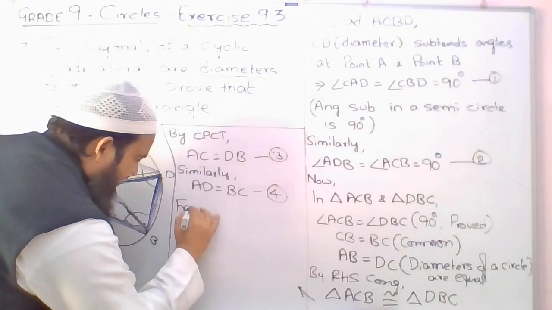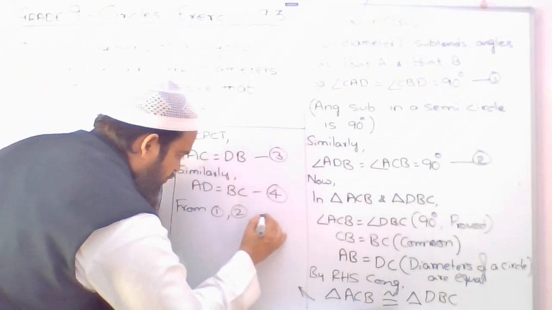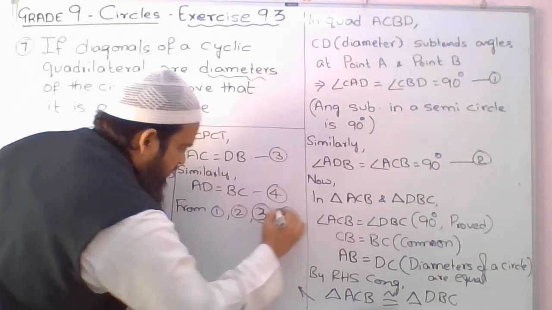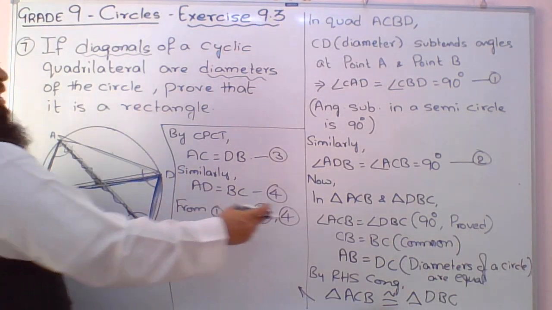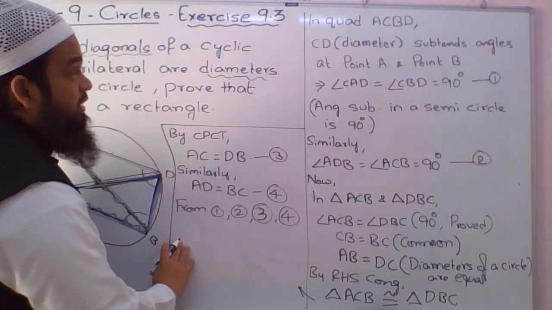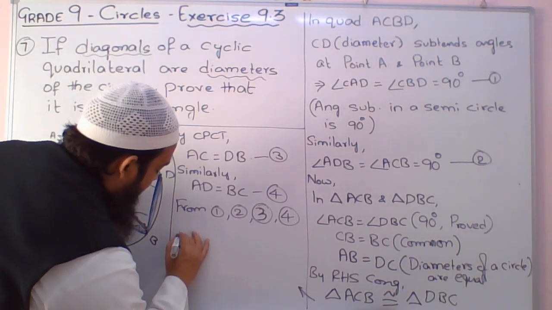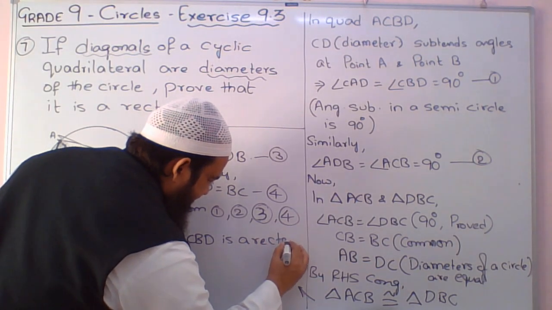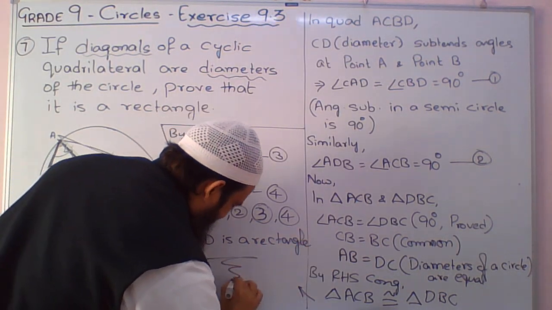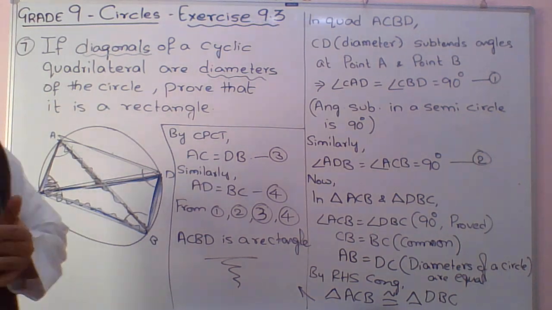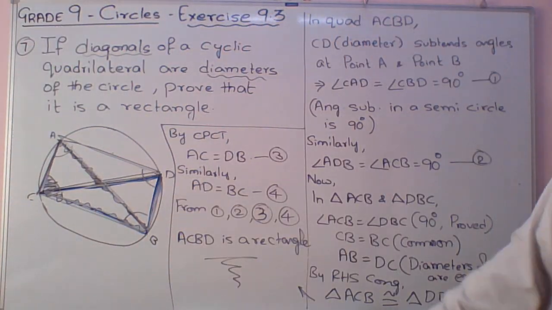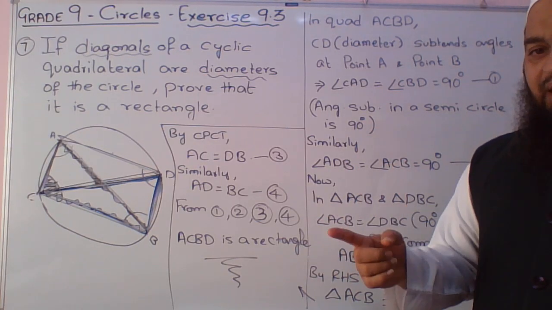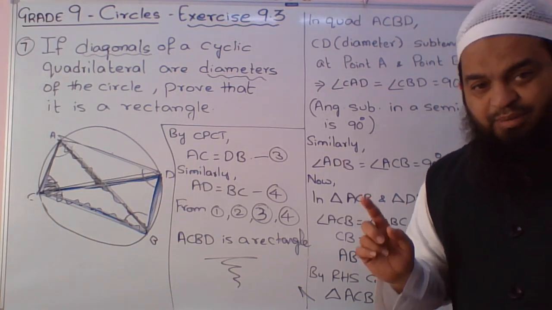So now from 1, 2, 3 and 4, what will happen? Opposite sides are equal and all angles are 90 degrees. From 1, 2, 3, 4, ACBD is a rectangle. Understood, my dear students? So this is how you have to do it. In order to prove it a rectangle, it is necessary to prove it is a parallelogram and then all angles are 90 degrees.